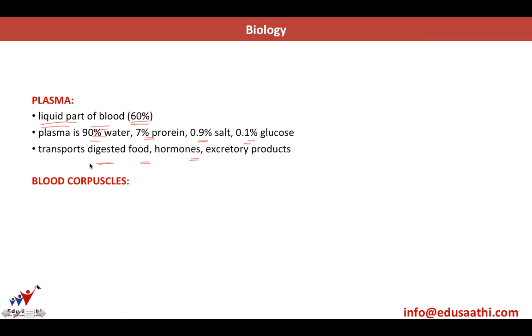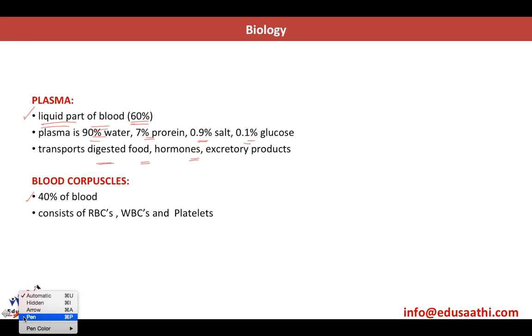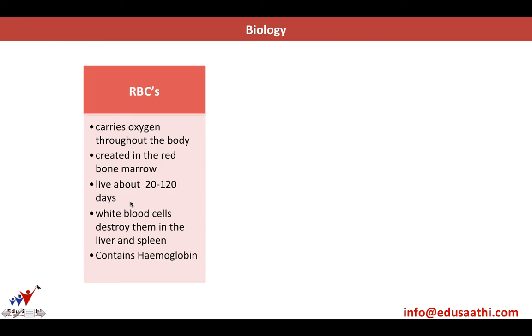Okay. The second part is the blood corpuscles. Now, if I talk about the blood corpuscles, they form the remaining 40% of the blood. So, 60% is plasma and 40% is corpuscles. Now, this is divided into three parts: RBCs, WBCs, and platelets. RBCs are red blood cells, WBCs are white blood cells, and then blood platelets. We'll talk about all three parts one by one in the next slide. So let's look at RBCs first.